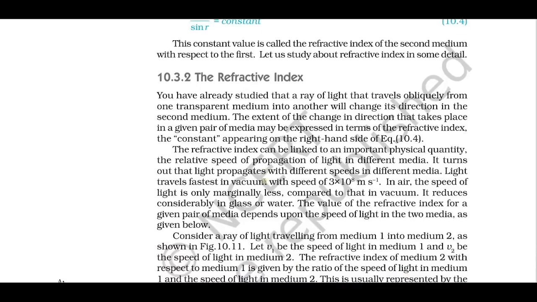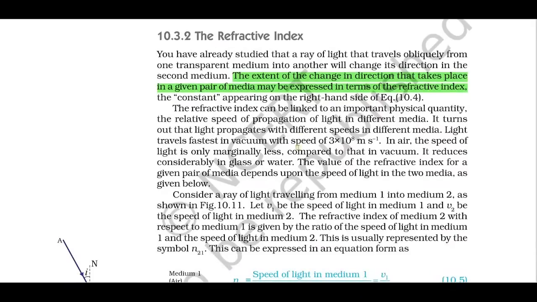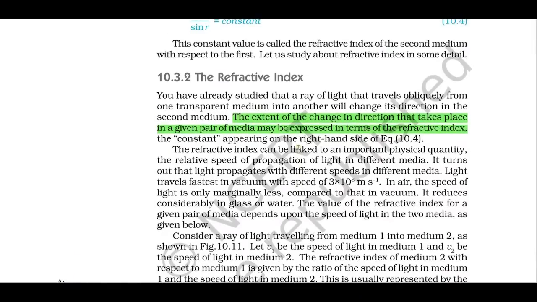Next, you should understand the concept of refractive index. The extent of change in the direction that takes place when the light travels from one medium to another medium is expressed in terms of refractive index. So when the light travels from one medium to another medium, the extent of change in the direction of the light is expressed in terms of what? Refractive index.